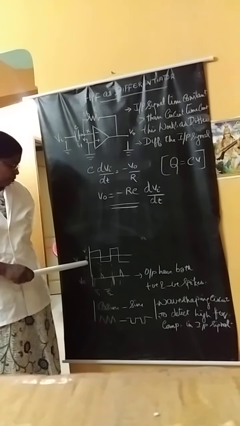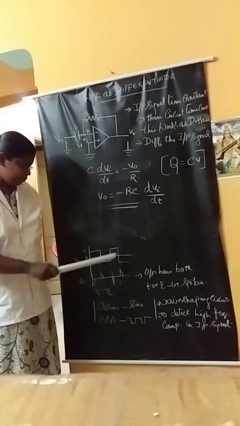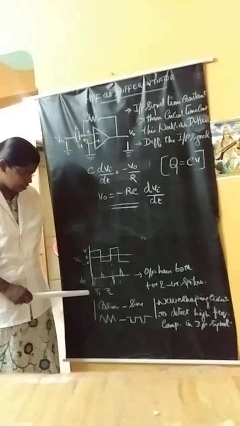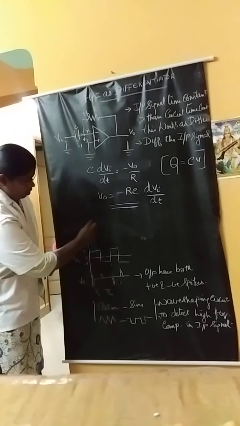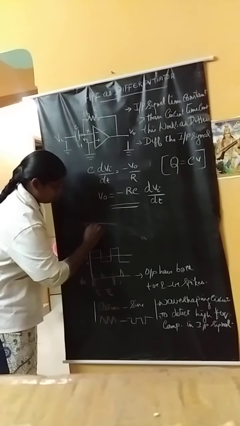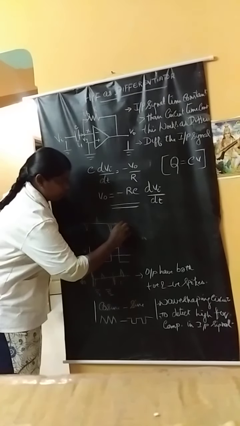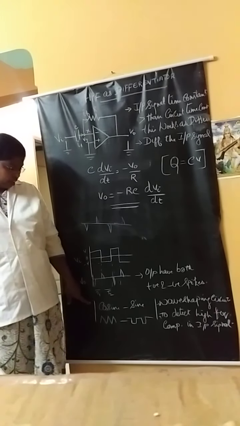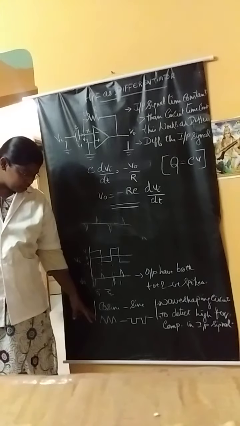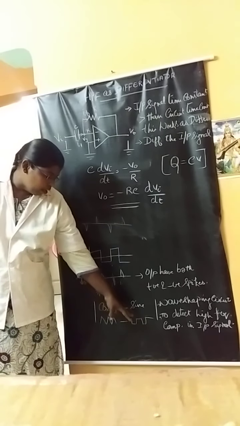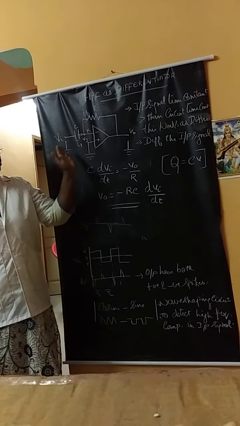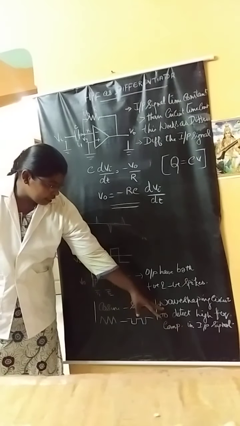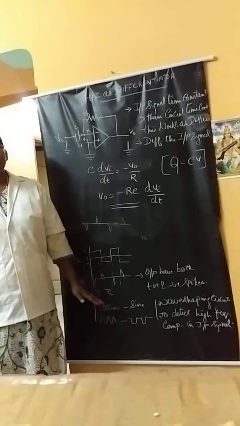When a square wave input signal is given, the output will be positive and negative spikes. Have you seen the spikes? The output signal will be like this, positive and negative spikes. When the input signal is cosine, the output will be sine. When the input is a triangular wave, we get a square wave output. So this circuit is used for wave shaping circuits and to detect the high frequency component in the input signal.